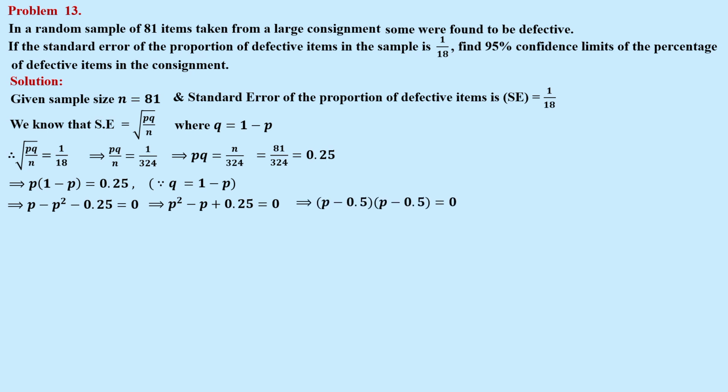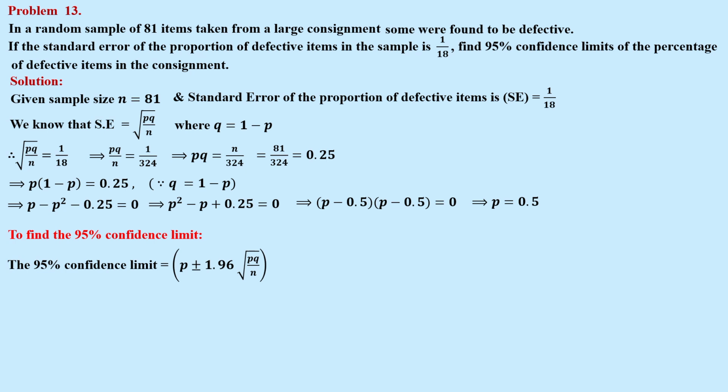This is quadratic in P, so we are factorizing it. P minus 0.5 into P minus 0.5, so P is equal to 0.5. To find the 95% confidence limit, the formula is P plus or minus Z alpha, which is 1.96 for 95% confidence, into root of PQ by N. Substituting these values, 0.5 plus or minus 1.96 into 1 by 18, since root of PQ by N is the standard error. So 0.5 plus or minus 0.1089.